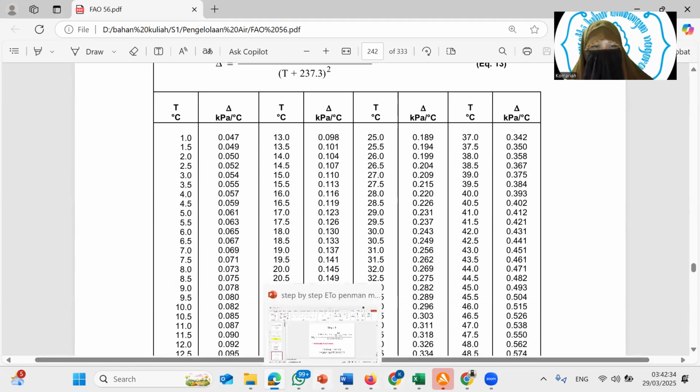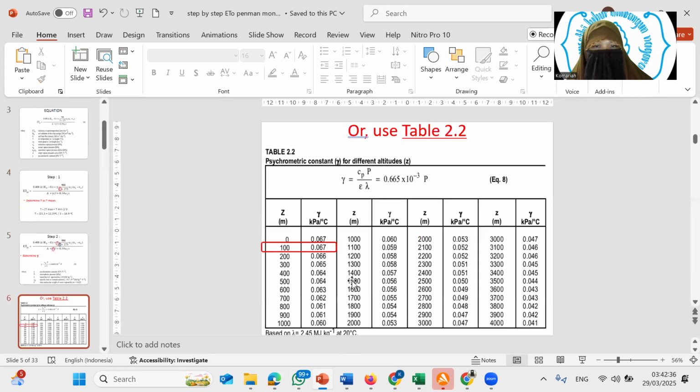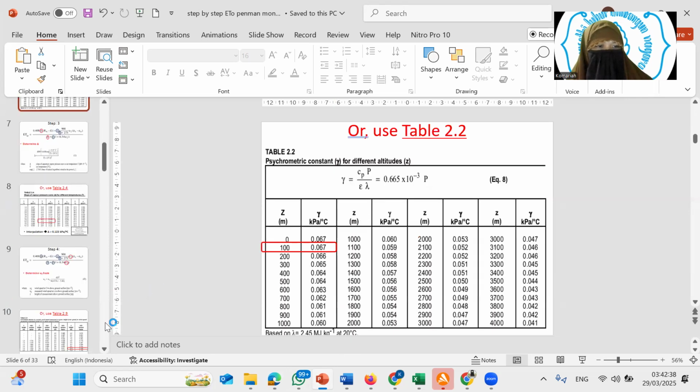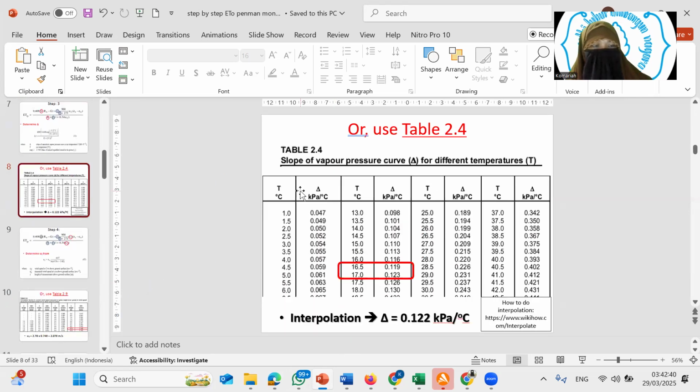So in table 2.4, the T value of 16.9 is between 16.5 and 17, as you can see. So it's between here. So what we have to do is interpolate. I give you the link here about how to interpolate.